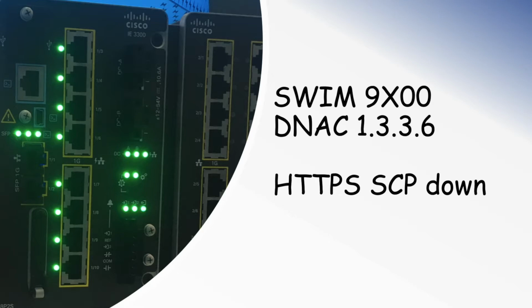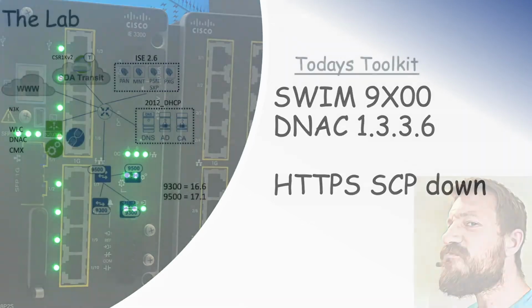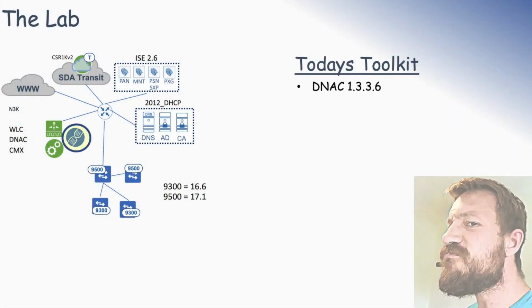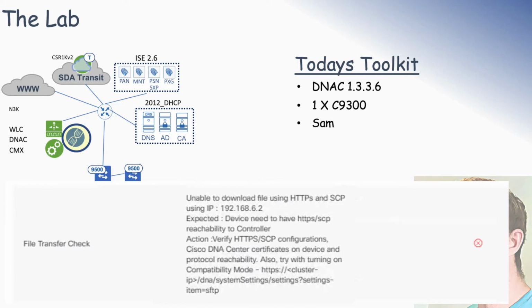So we're looking at a 9300 device, where the problem is that when we do a pre-check, we can see that HTTPS and SCP is not reachable, either one or both of these protocols. So in the lab, what we're going to be looking at is DNAC 1.3.3.6, as I said, and the 9300, which I have in my lab, which is still in this state, and of course your host, me, Sam.